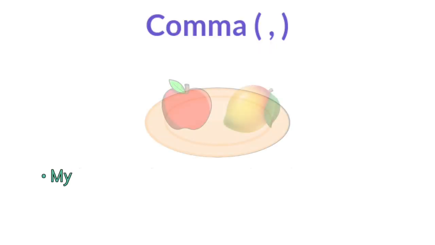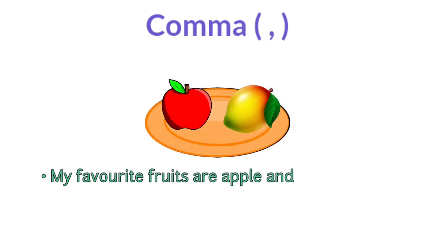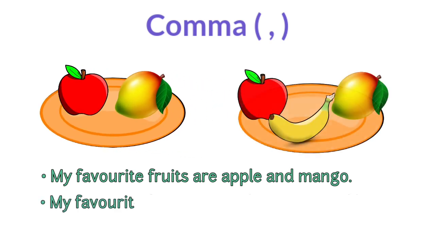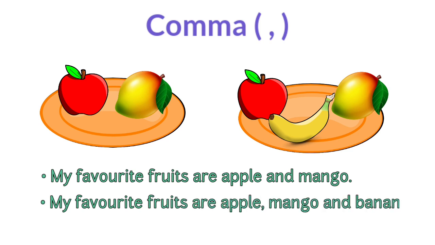Comma. When do we use comma? My favorite fruits are apple and mango. In this sentence, we're talking about only two items. Next sentence. My favorite fruits are apple, comma, mango and banana. Here we are talking about more than two items. So children, comma is used to separate three or more items in a sentence.